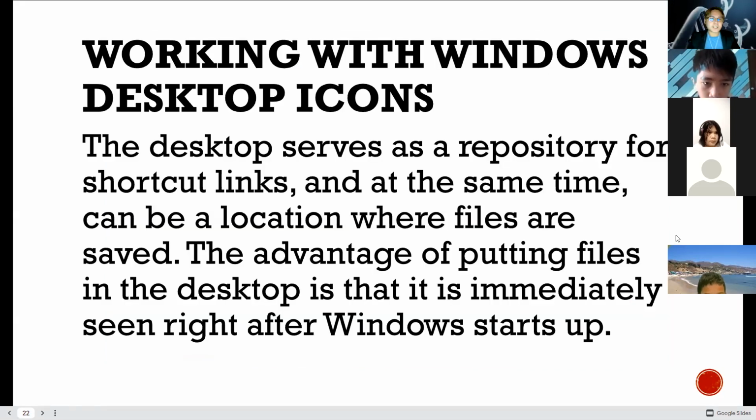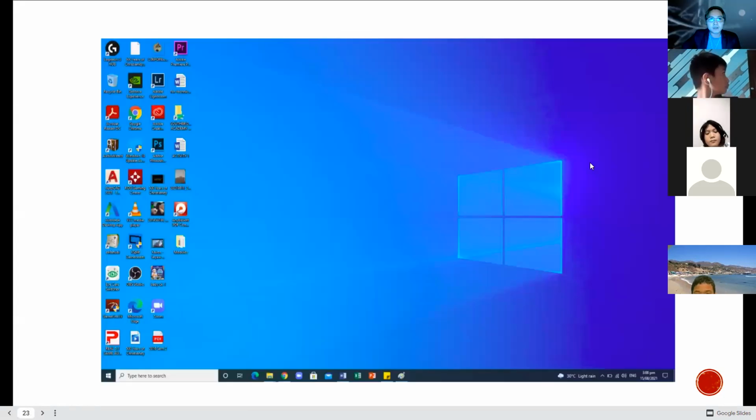Working with Windows desktop icons, okay? The desktop serves as a repository for shortcut links, right? At the same time, it can be a location where files are saved. You can actually save your files on the desktop, okay? The advantage of putting files on the desktop is that they are immediately seen right after Windows startup, okay? The disadvantage is if in case, again, your system corrupts, the tendency is your files in the desktop will also corrupt, okay?